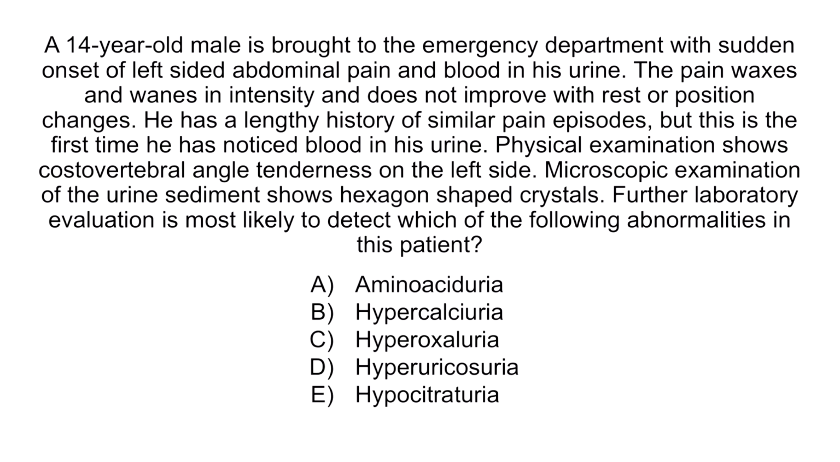So, with this in mind, the correct answer is A, aminoaciduria. The other answer choices are all risk factors for recurrent calcium stone formation. However, these abnormalities are not typically found in patients with cystinuria. So, B, C, D, and E are incorrect, and again, the correct answer is A, aminoaciduria. And that concludes this section.